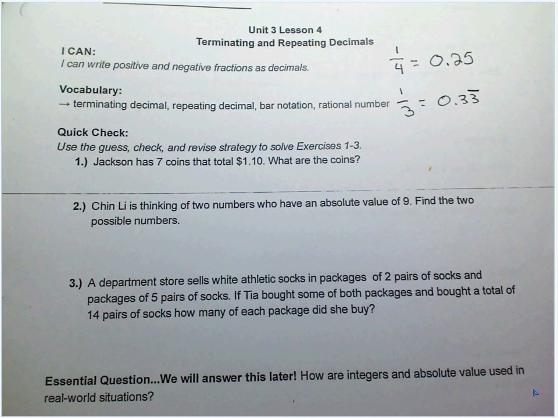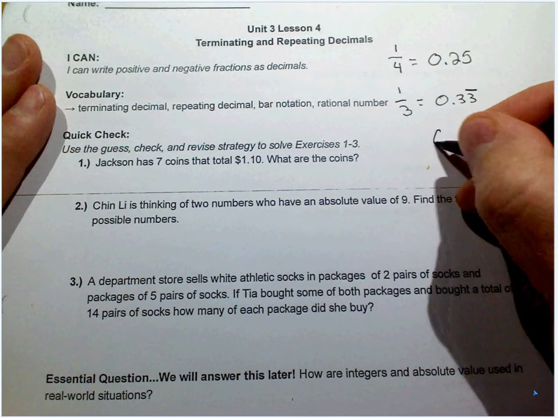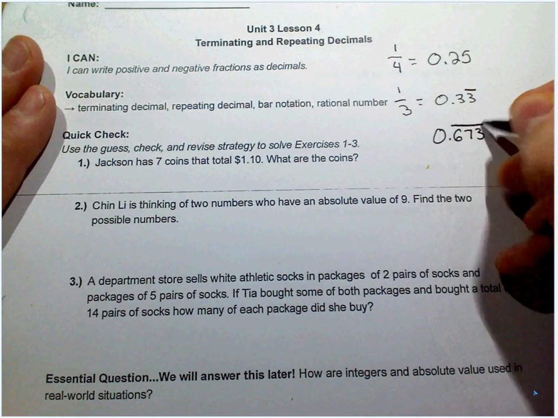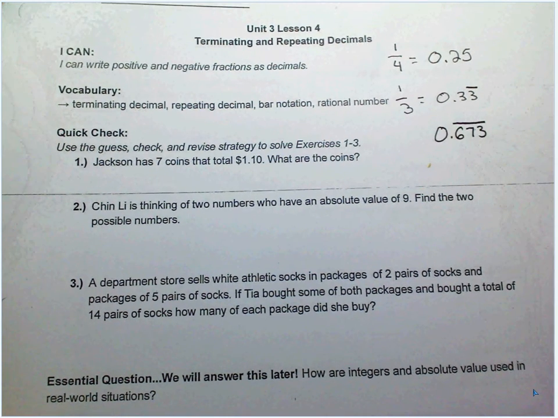Now, there are times where the numbers that are repeating could be 2 or 3 numbers long. So it could be 0.673, 673, 673. So you would put that bar over the 6, the 7, and 3, just like this. So that shows that all 3 numbers are repeating.